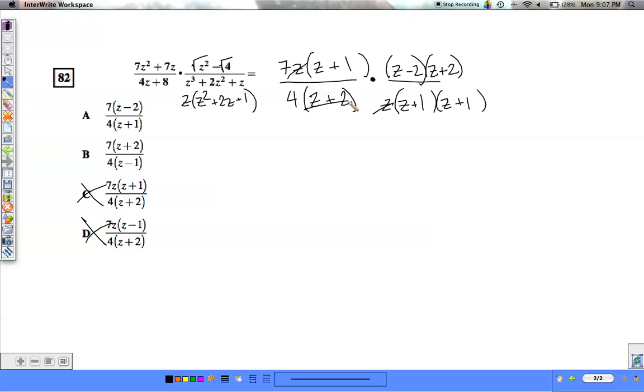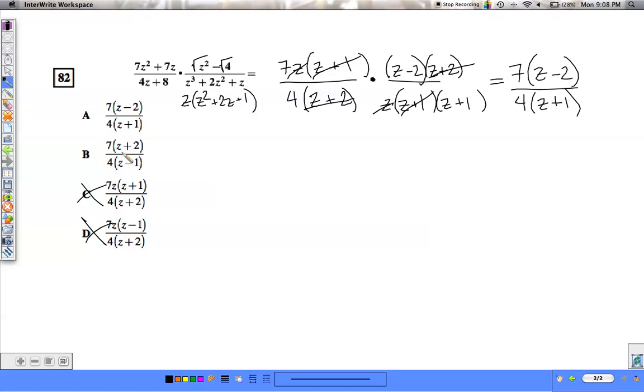I can also cancel the z plus 2 and the z plus 2 as long as it's in the top and the bottom of the fractions. Taking a look, I can also cross out z plus 1 times z plus 1. Taking a look through all of this, rewriting what I have, I've got a 7 times z minus 2. On my denominator, I have a 4 times z plus 1.